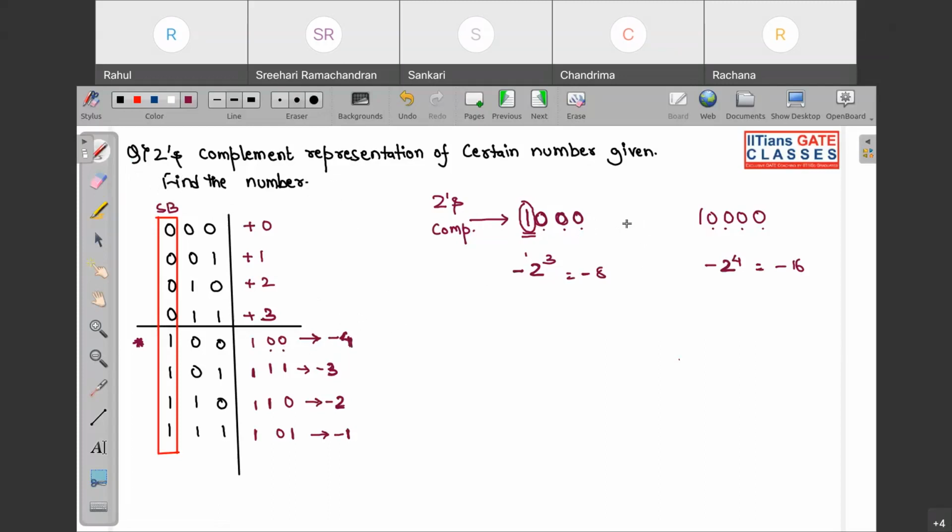Okay, any doubt over here? Any doubt? So what is the range of numbers that you are able to represent using this 2's complement number?